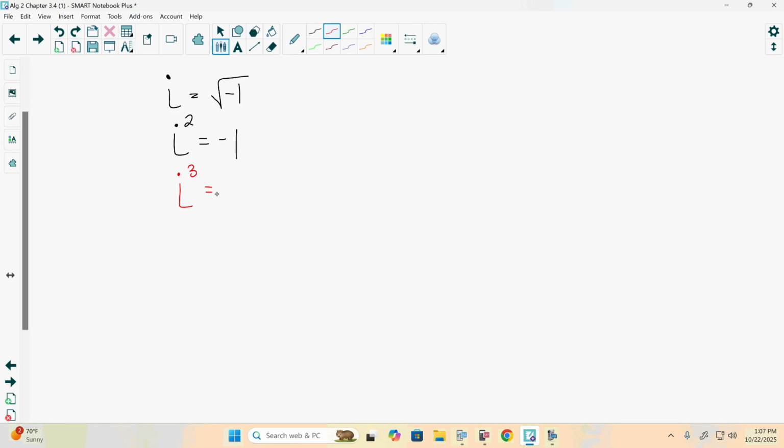Well, i cubed is the same as i squared times i. The reason I'm using this here is I don't want to have to multiply i by itself 3 times, especially if I know that i squared is negative 1. So if we take i squared times i, well, i squared is negative 1, giving us negative 1 times i, which is negative i.